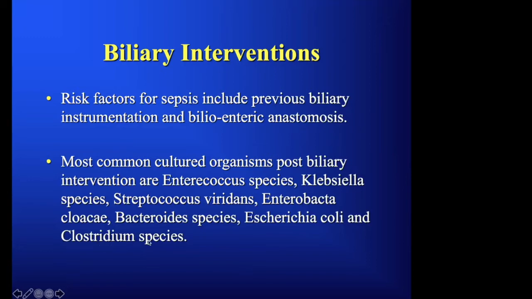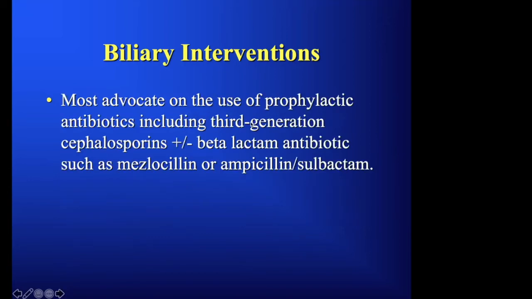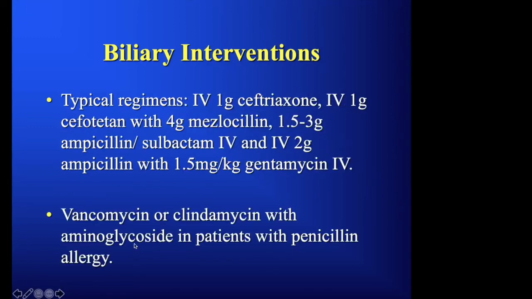And in addition to that, maybe the Clostridium and E. coli. So most people advocate for the use of antibiotics, as I said, which would include the third generation cephalosporins plus or minus the beta lactam antibiotics such as mezlocillin or ampicillin plus sulbactam combination. So again, another regimen would include 1 gram IV ceftriaxone or cefotetan with 4 grams of mezlocillin. And also you can give a combination or you can give gentamicin. So you should also consider, in those patients with penicillin allergy, using vancomycin or clindamycin instead of those penicillins.